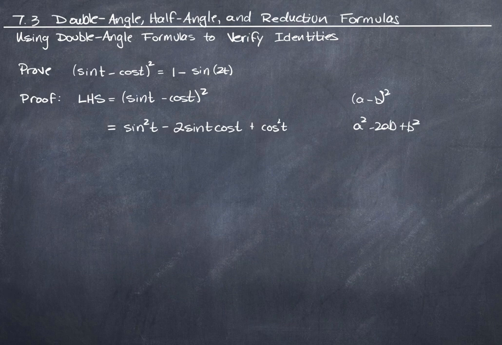Okay, now I have noticed as I work through this that this 2 sine cosine, that's the sine of 2t. That's the double angle formula. This sine of 2t is equal to this. So that makes me want to go, what about these other two terms? Well, the sine squared of t plus the cosine squared of t are going to equal 1. And that's the other thing I need for my right-hand side. So I'm going to start by reordering these.